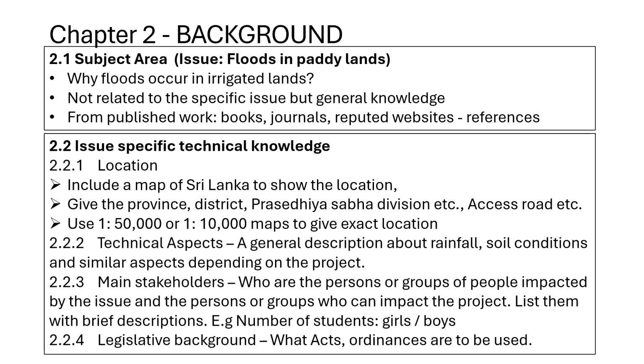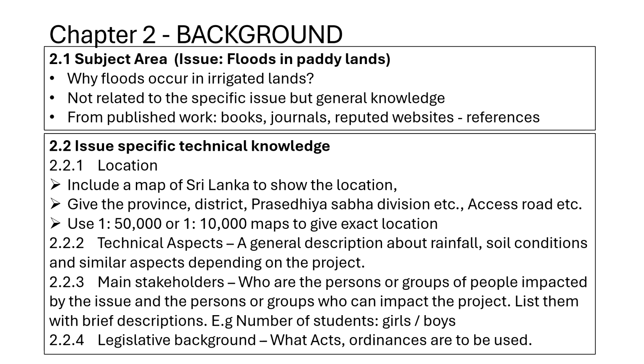Okay, now we come to chapter 2. In chapter 2, we have to write about the background. So 2.1, subject area. Say the issue is floods in paddy lands. So that's another example, right?